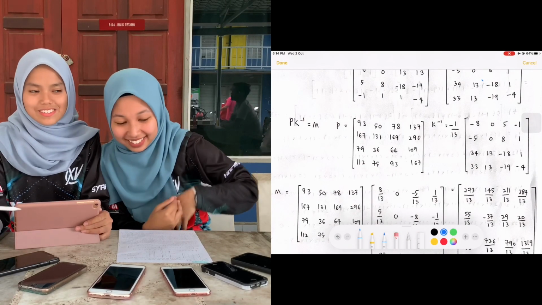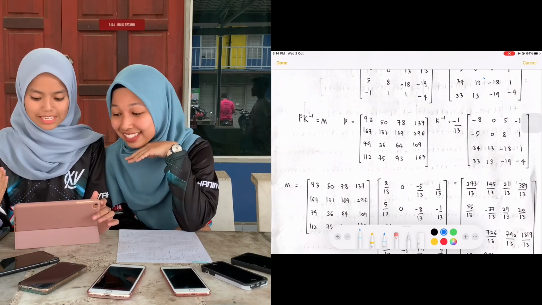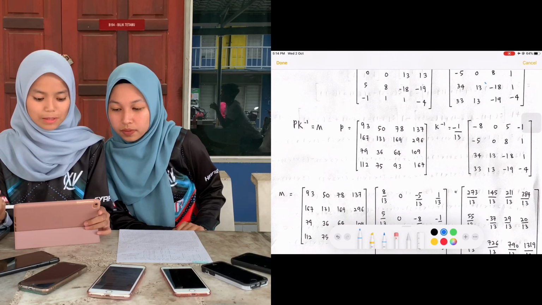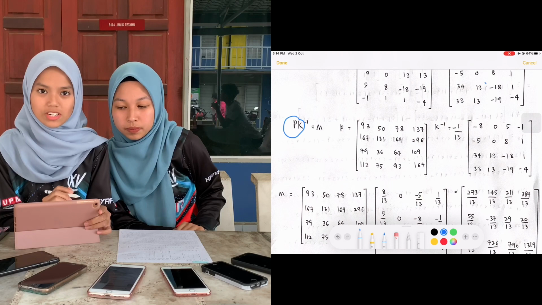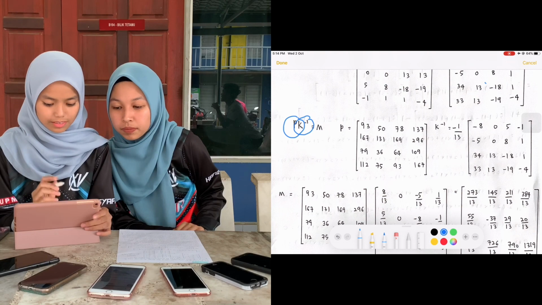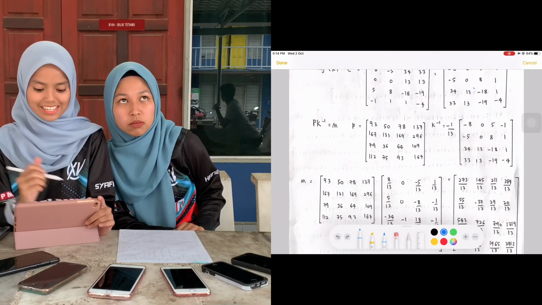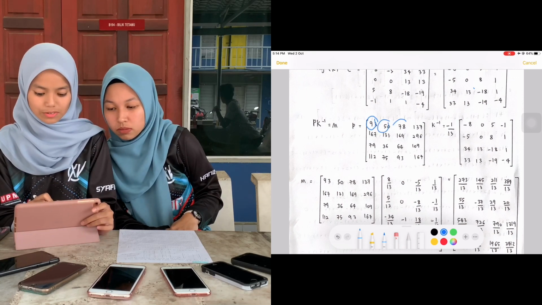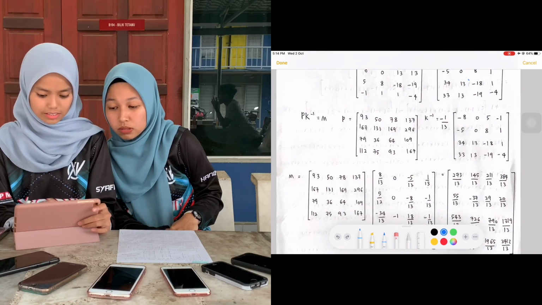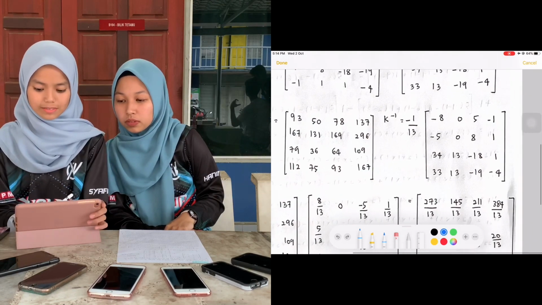So our next step is, of course, the main question that they ask for us, which is to decrypt the message. To decrypt the message, we multiply P, which is the matrix from the question, with the inverse of K. The matrix given from the question is P1, 93, 50, 78, 137 and more. So we have to find the inverse of K first.